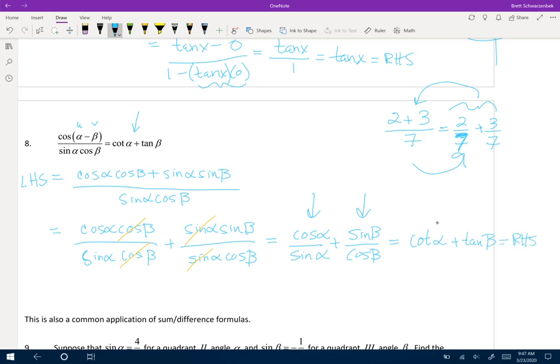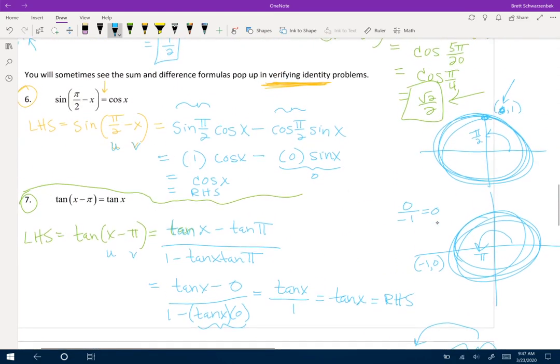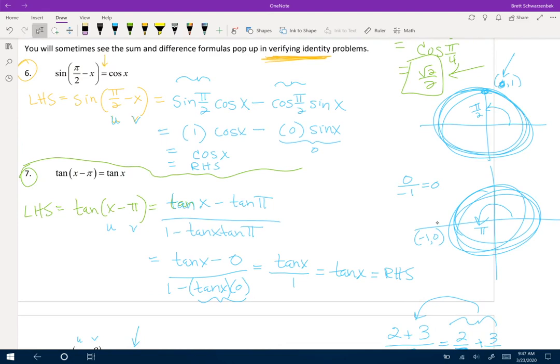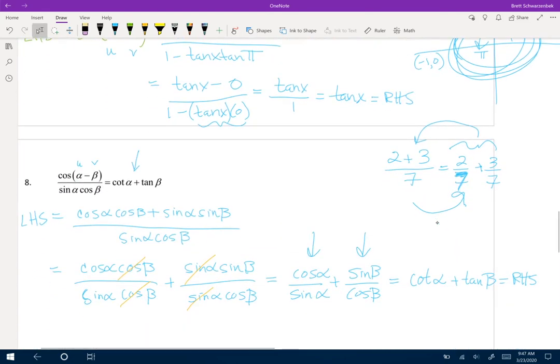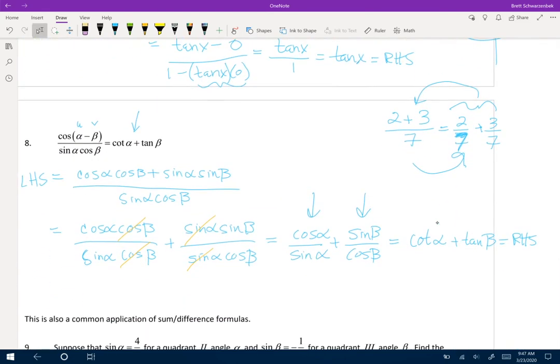So that's the general thought process on 7, 8, 9 with these identities. Eventually, the idea is that hopefully you get to the point where you start seeing things come together earlier in the problem. Not everybody gets there, but hopefully you do. That makes identities obviously much easier to accomplish.